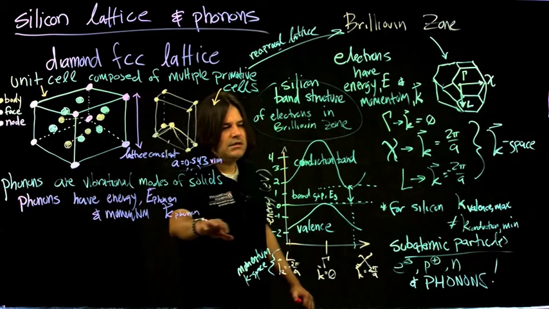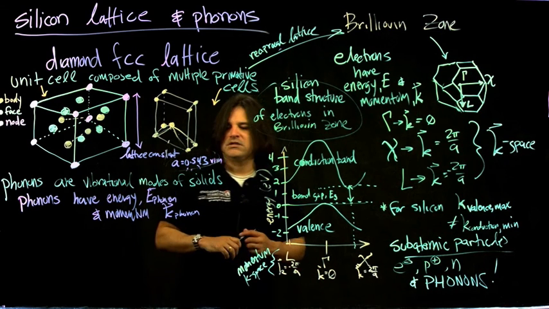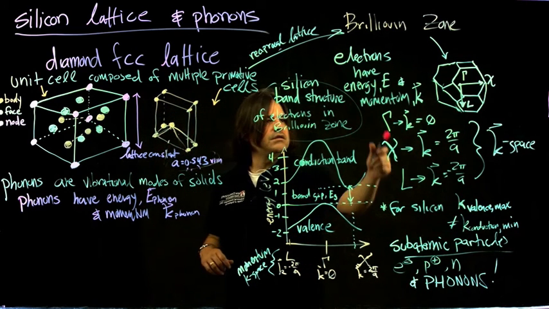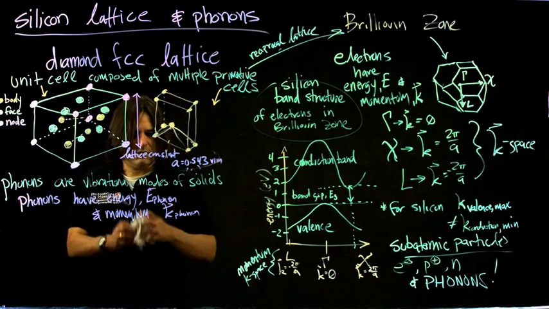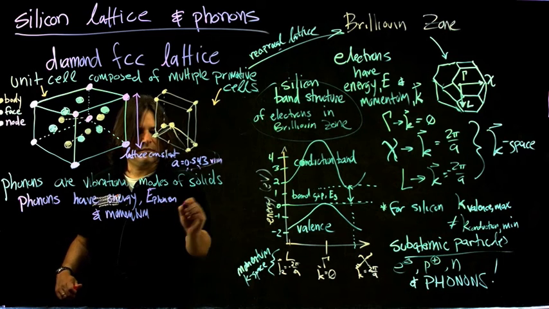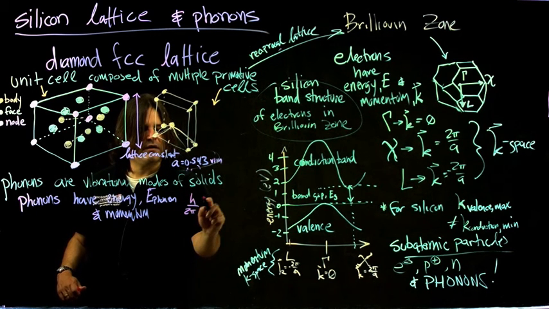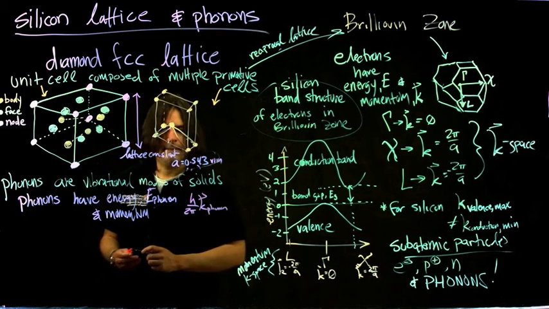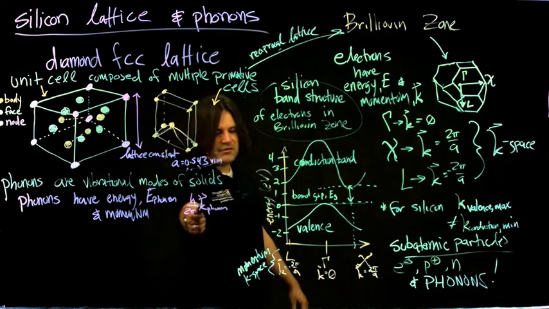Again, momentum. I have it here actually. The momentum, so this is the K space. It's related to K, but you need a Planck's constant there. It's momentum, Planck's constant over 2 pi, and then the wave vector. That's the momentum of a phonon.